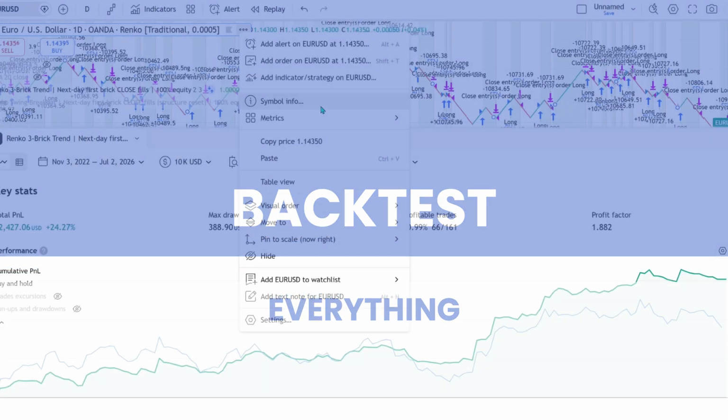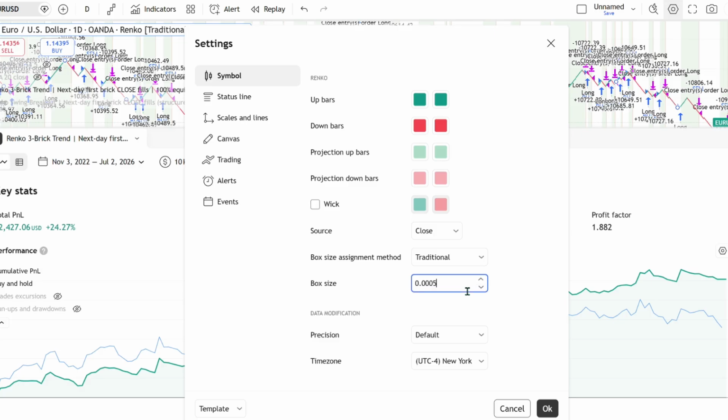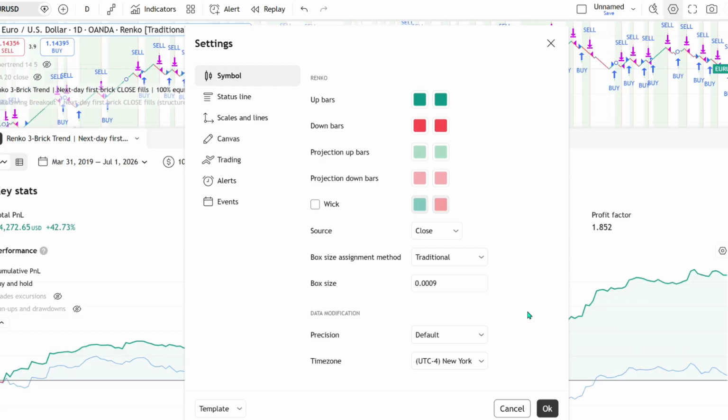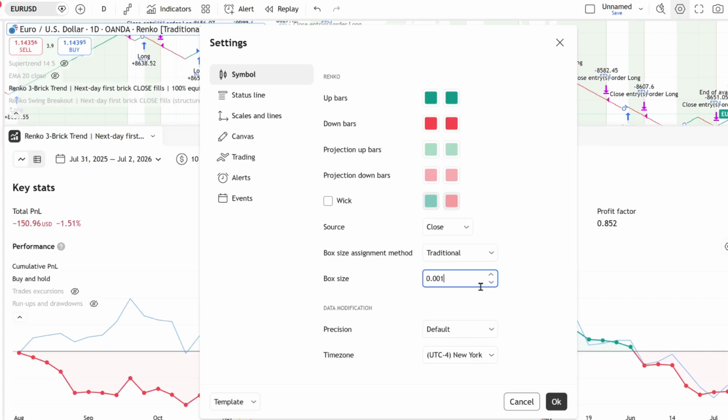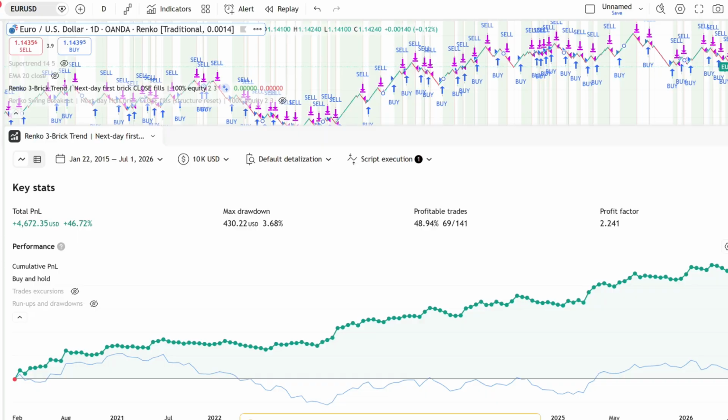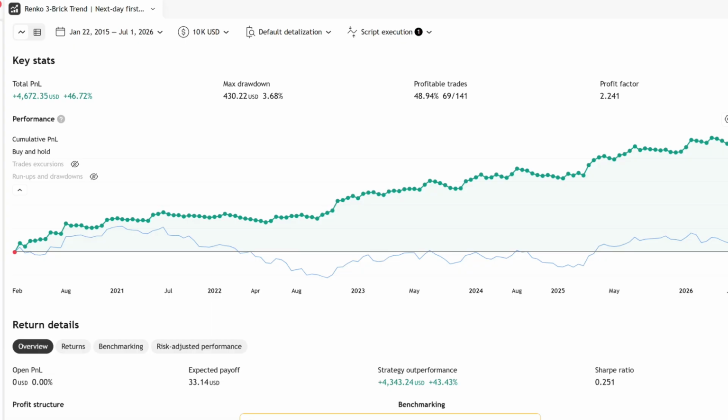Step 9. Backtest everything. This is where confidence comes from. Not guessing. Testing. TradingView makes it easy to compare ideas over years of historical data. Some strategies look amazing after 10 trades. Then they completely fall apart after 1,000. Backtesting helps reveal the difference.